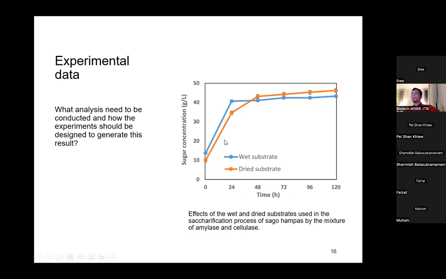Now, the control variables might be the amylase and cellulase concentration, the temperature. There are so many control variables, others for the processing part. The working volume, everything is controlled. Only these things are being manipulated, right? Only these two. And the respondent variable is the sugar concentration. Okay.